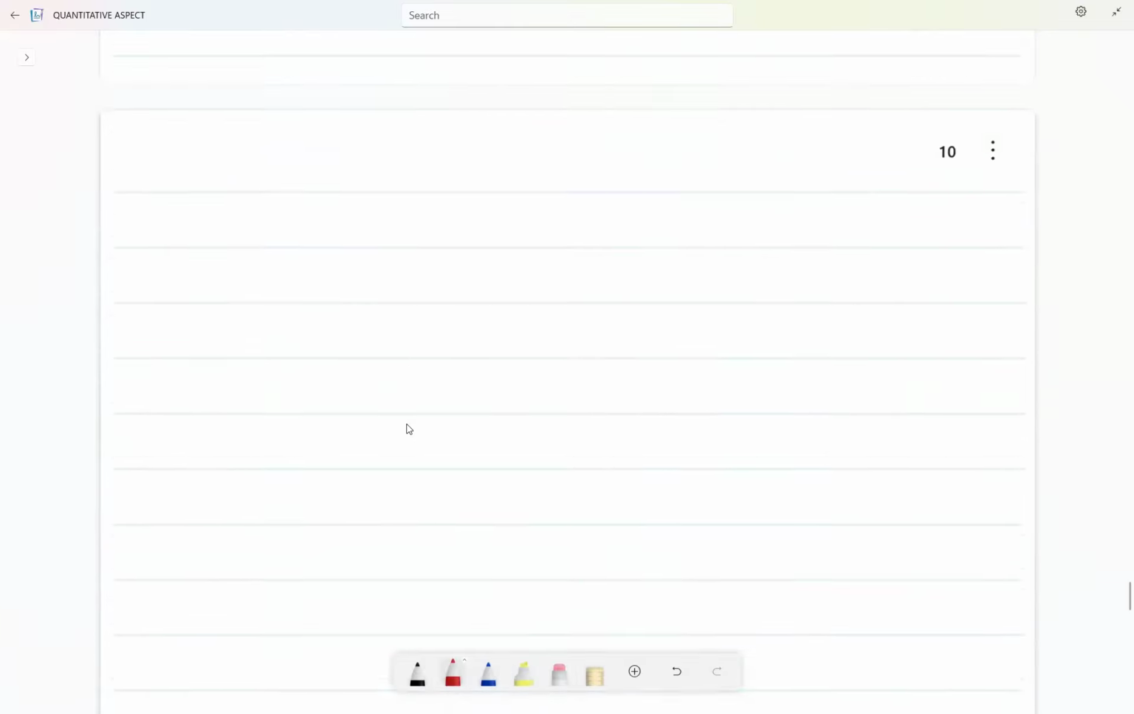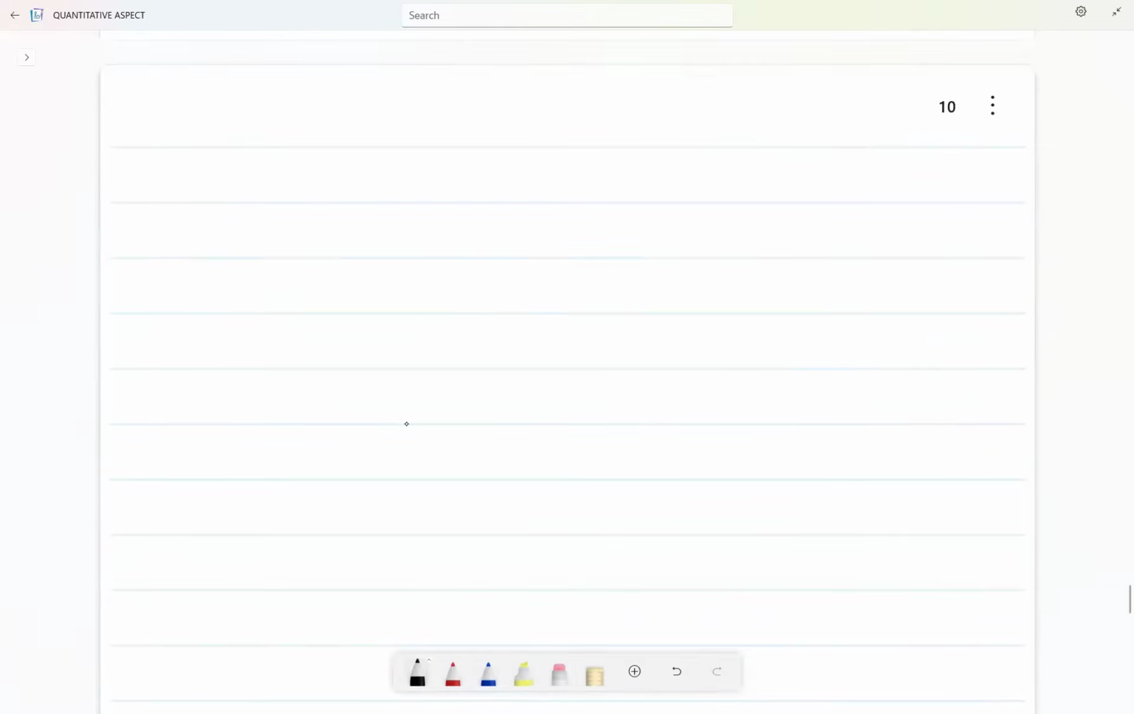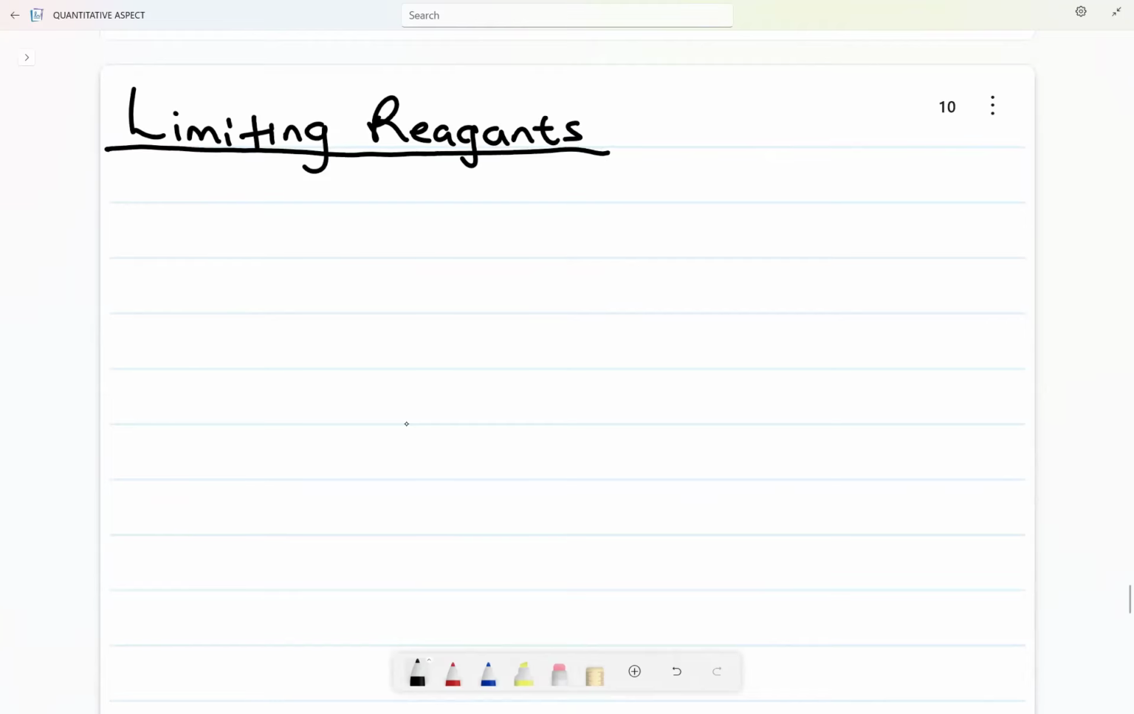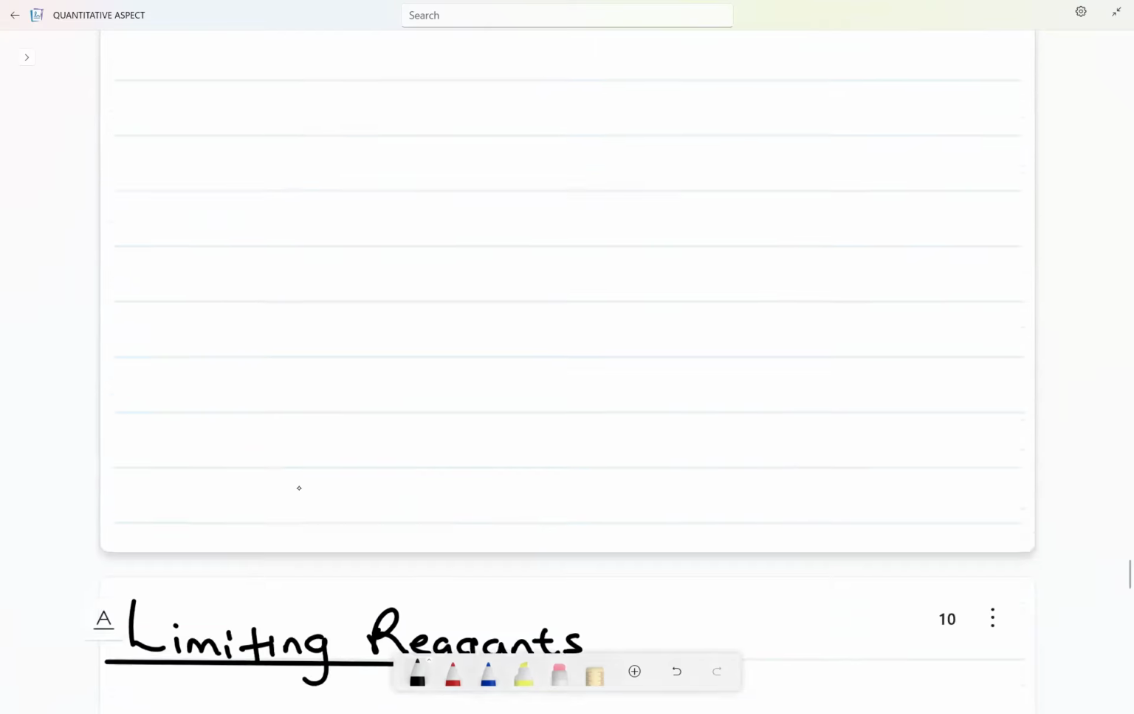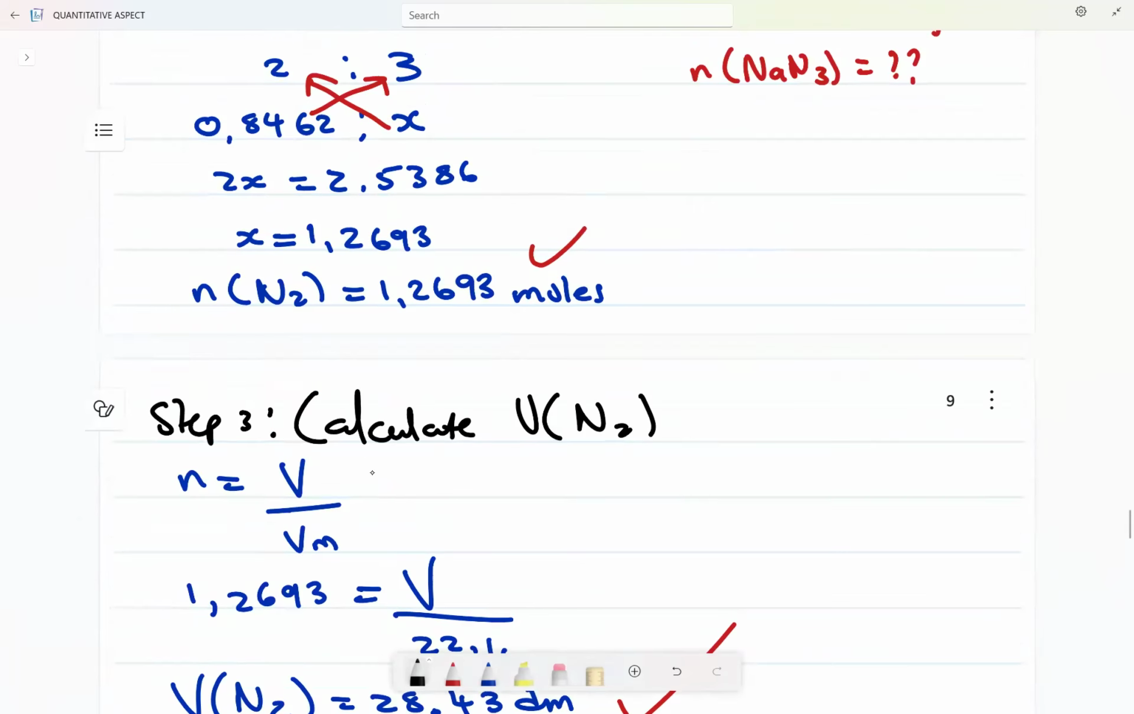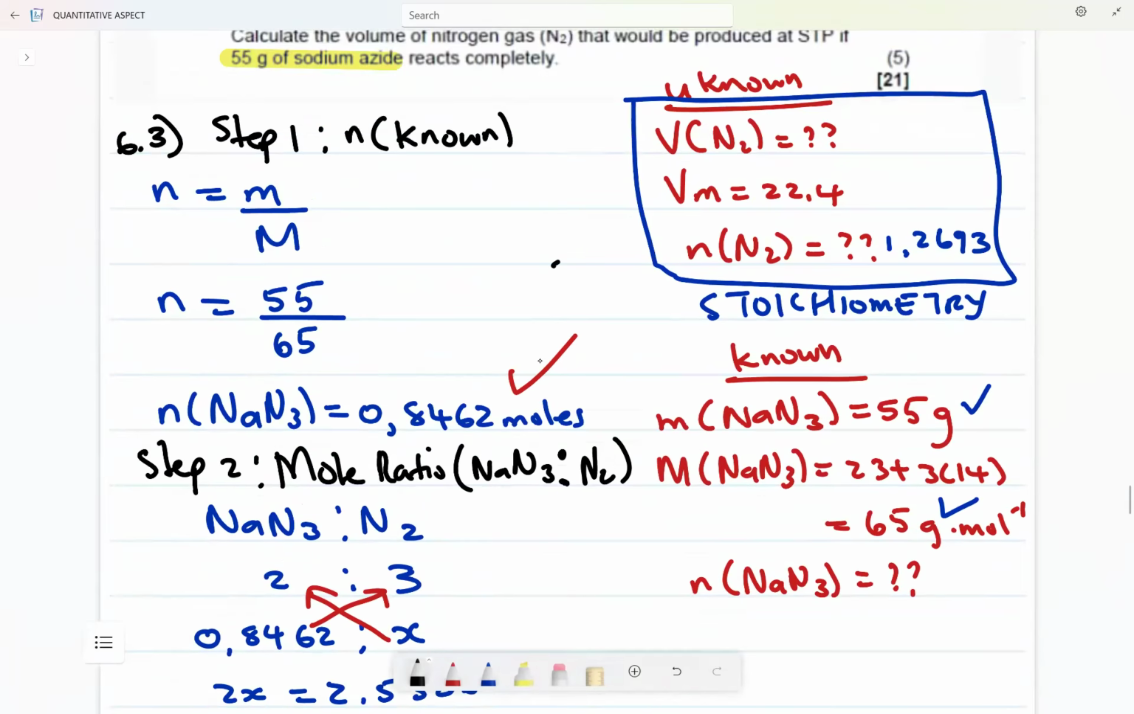In the next video, we're going to be looking at limiting reagents, what exactly we refer to as limiting reagents. So on the next video, please join me when we'll be looking at limiting reagents. We're going to use the very same steps, but now you need to know which one is the limiting reagent first, okay?